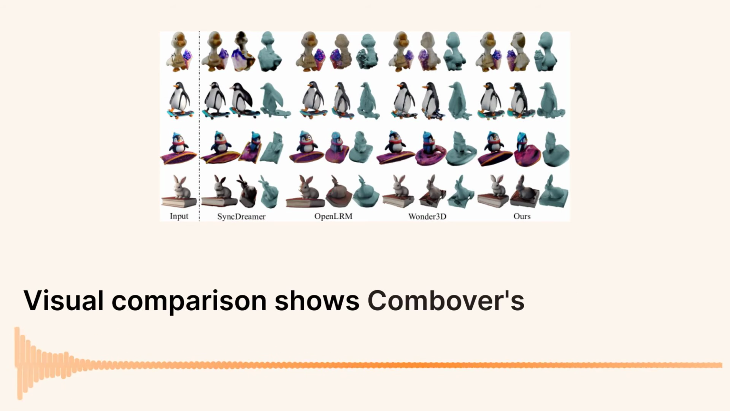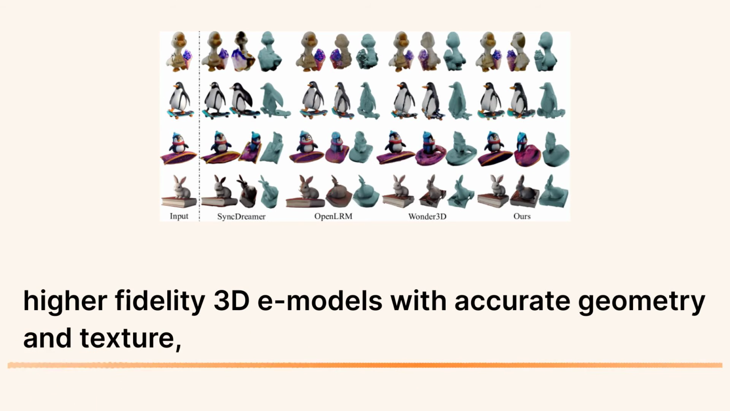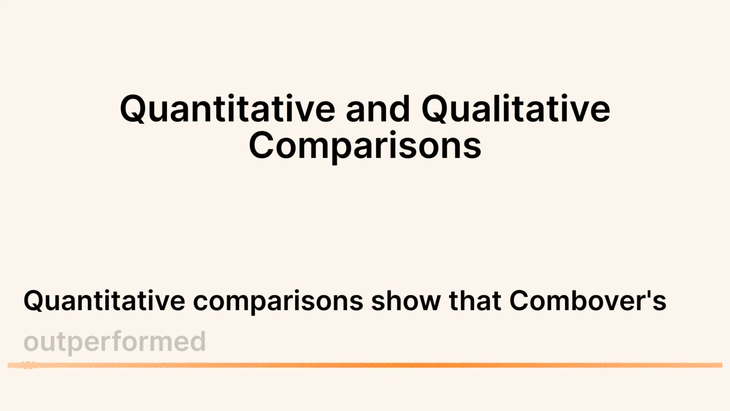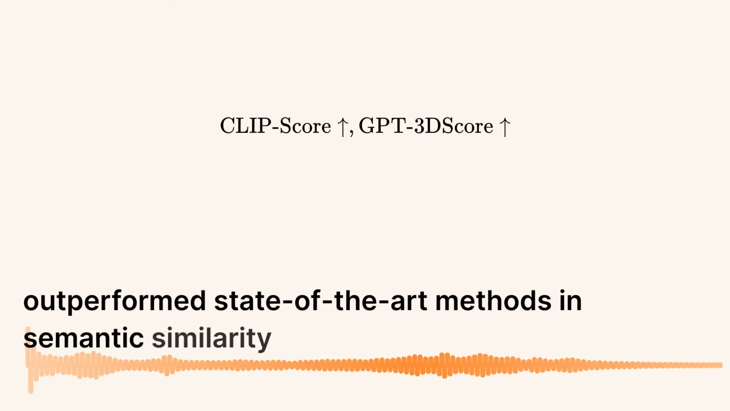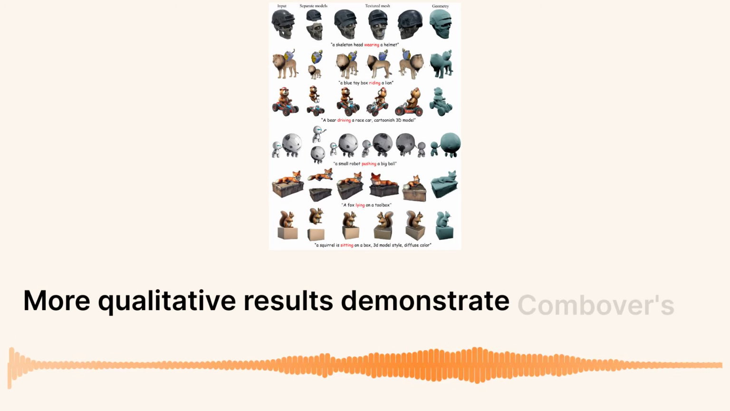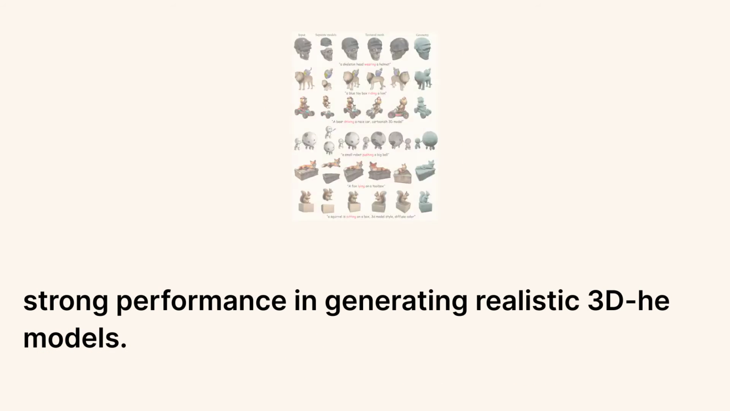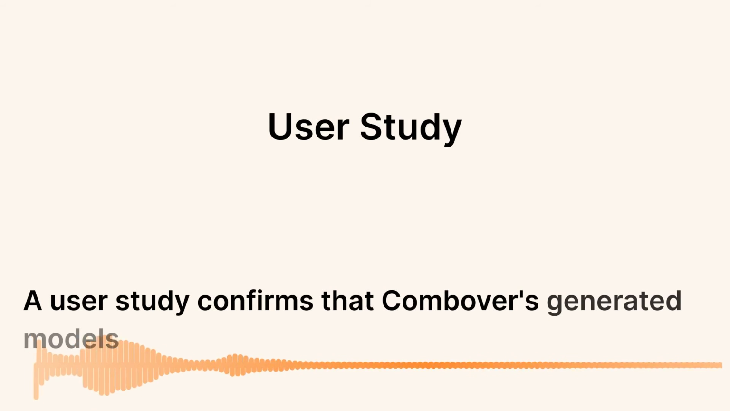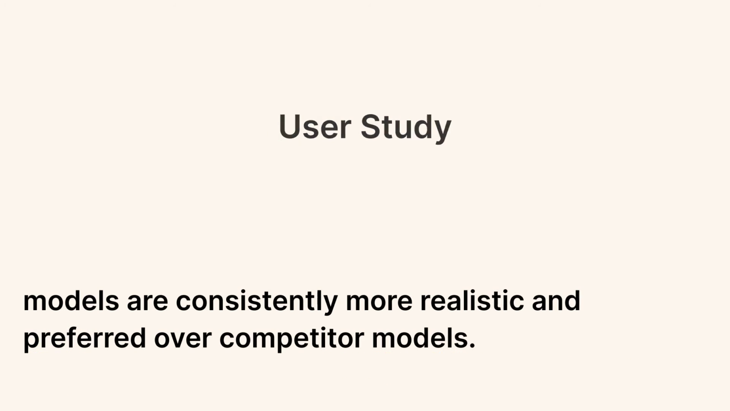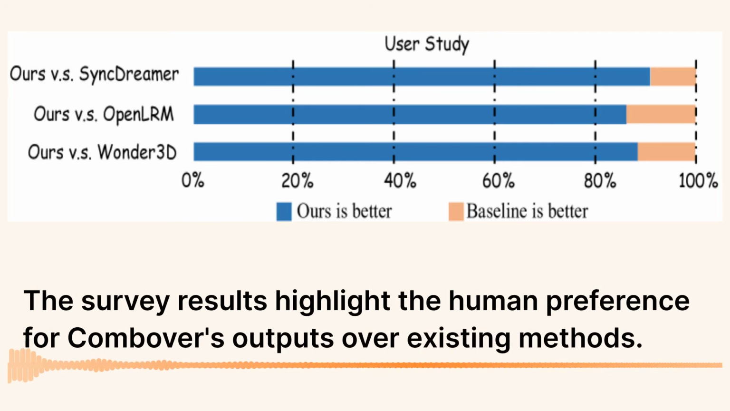Visual comparison shows ComboVerse producing higher fidelity 3D models with accurate geometry and texture, especially in complex scenes. Quantitative comparisons show that ComboVerse outperforms state-of-the-art methods in semantic similarity and GPT evaluation scores. More qualitative results demonstrate ComboVerse's strong performance in generating realistic 3D models. A user study confirms that ComboVerse-generated models are consistently more realistic and preferred over competitor models. The survey results highlight the human preference for ComboVerse outputs over existing methods.